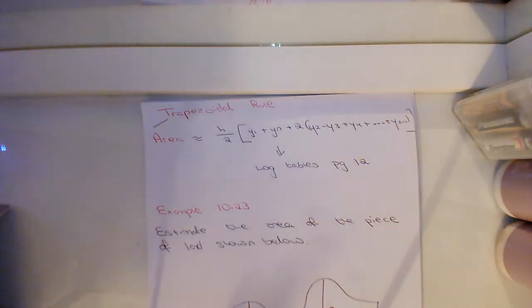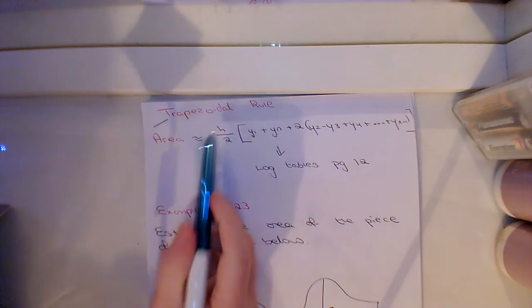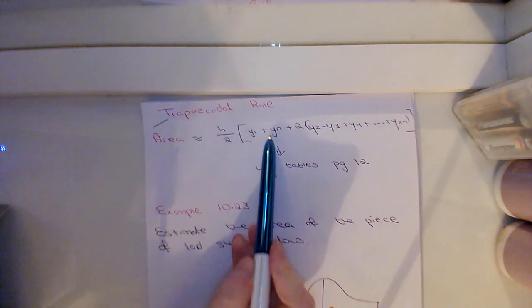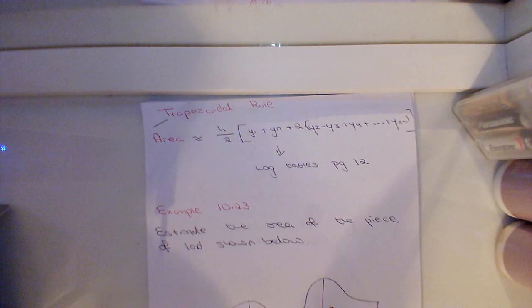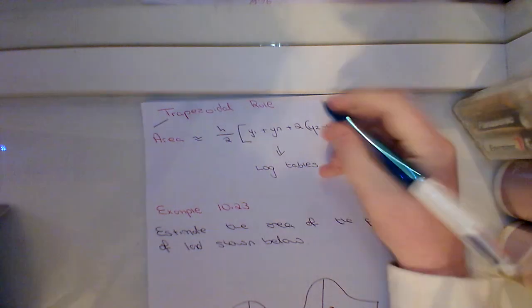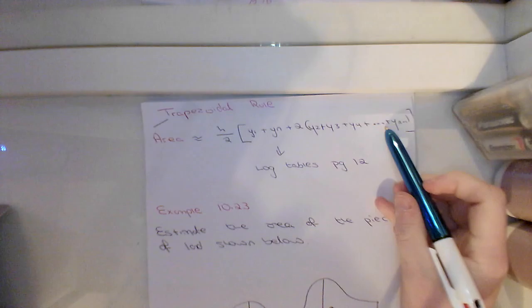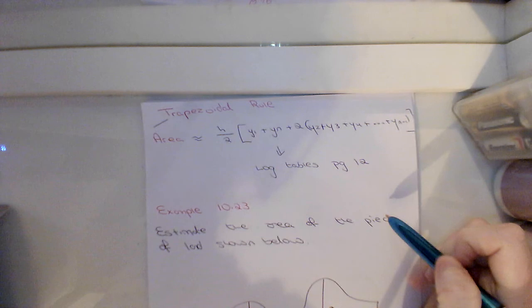Going to look at the trapezoidal rule today. For the trapezoidal rule, the formula is h over 2 times the bracket y1 plus yn plus 2 times y2 plus y3, and so on. This is found in your log tables, page 12. Basically, with this rule, it is giving you an approximation of the area underneath a curve.